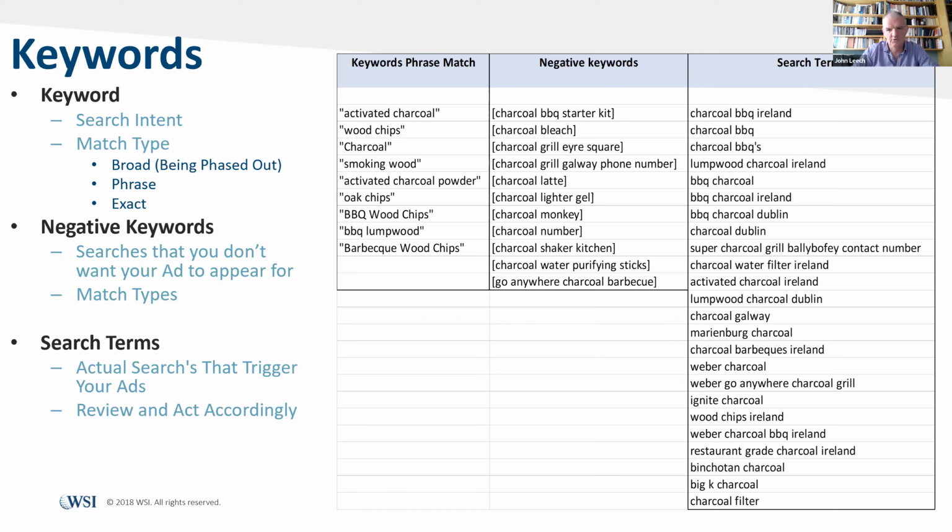If somebody's looking for the Charcoal Grill to make a booking in Eyre Square, I don't want to show that person their ad because they're not looking for what I'm selling. So again, we add Charcoal Grill Eyre Square, Charcoal Grill Galway, Charcoal Grill phone number as negative keywords. So we're telling Google, don't show my ads when people type in these terms.